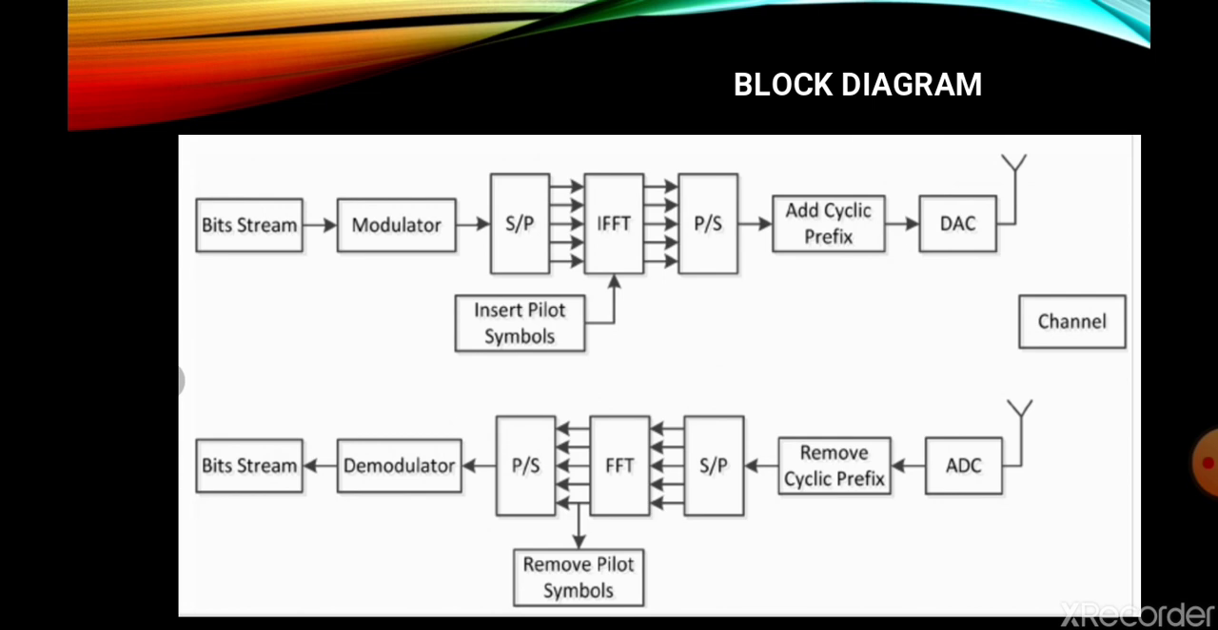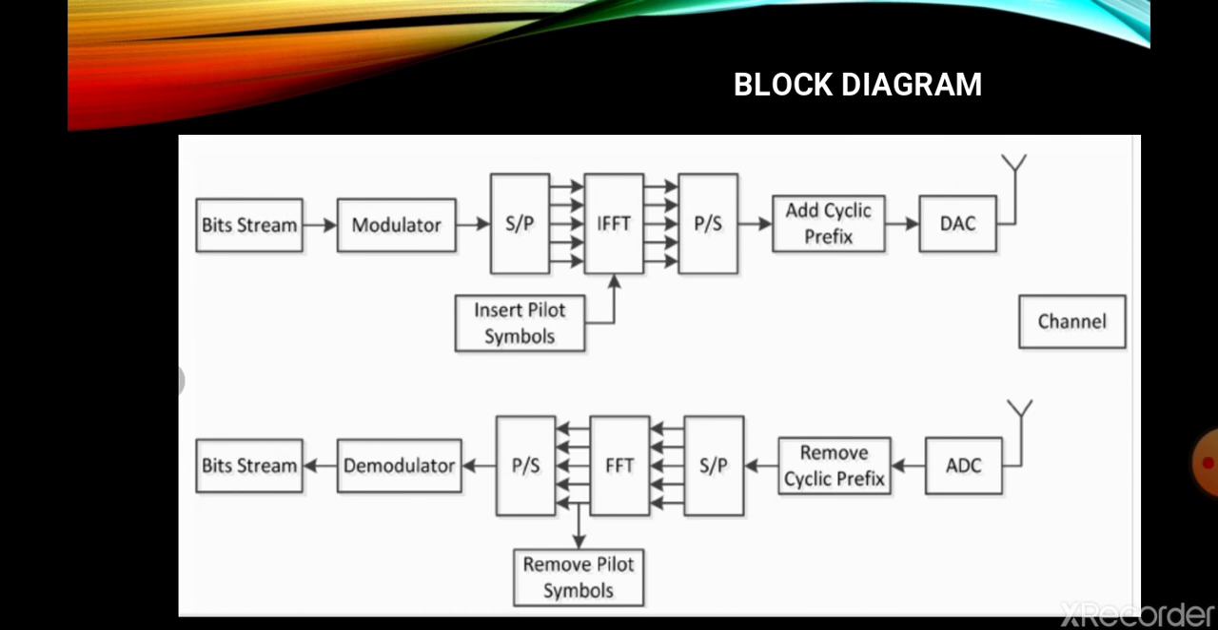Usually we see IFFT at the demodulation, right? And FFT at the modulation. But in OFDM, first we perform IFFT. The reason is the signal has to be converted from the frequency domain to the time domain so that it can be transmitted through the channel.